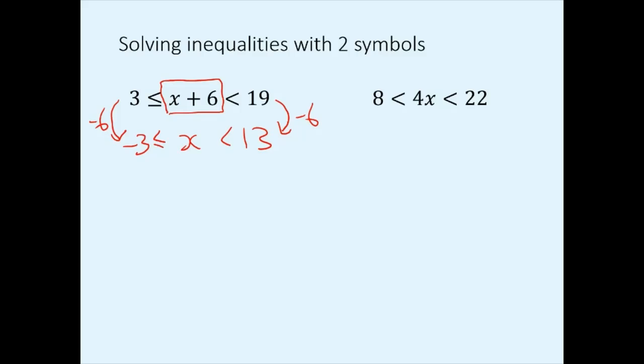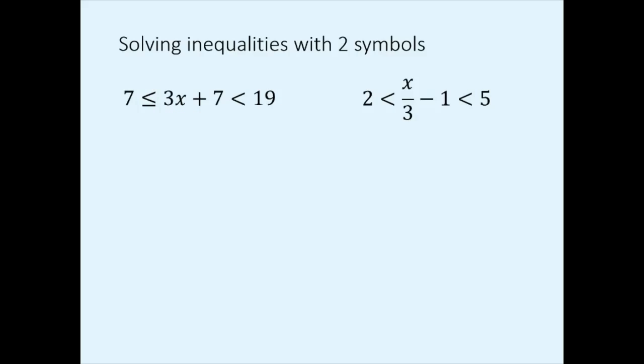On this one, in the middle, I have 4x, so I'm going to divide everything by 4, which will give me 2 less than x less than 5.5. There we go. And again, you can write 5.5 if you want to. Slightly more challenging questions because they're two-step equations, but it's still the same concept.